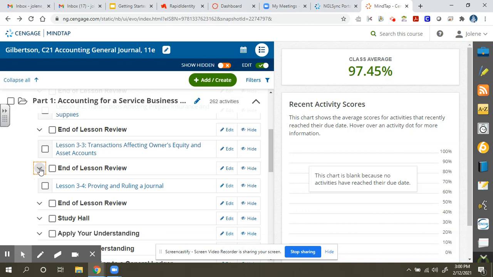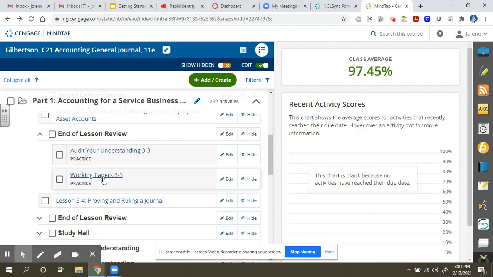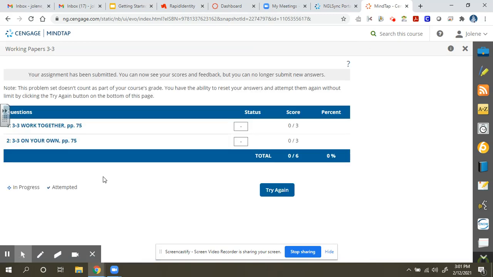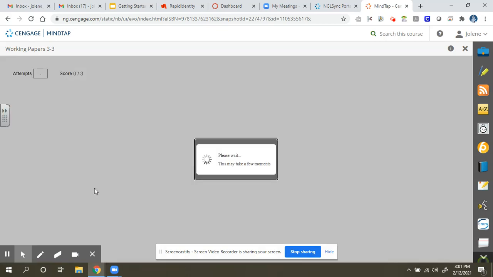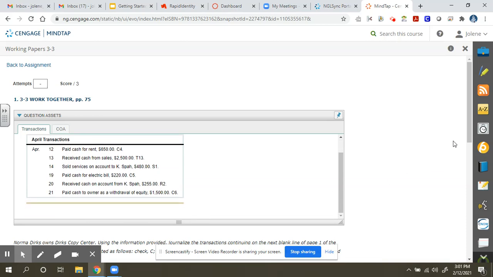Open up the end of lesson review under 3-3. And then we're going to open working papers. This is a continuation of 3-1, 3-2, where we started doing these postings to the General Journal. So we're going to load this. I'm going to show you through the work together, and then I'm going to let you do the work on your own. All right.